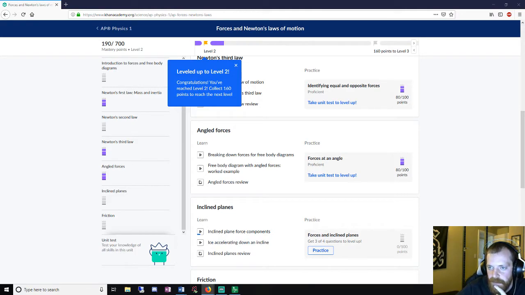All right, what about an object accelerating down an incline? We could do one of those calculation problems. We could do one last one like that if you guys want to. I don't really care.